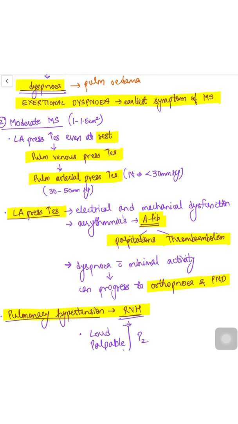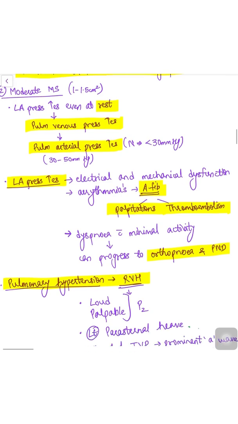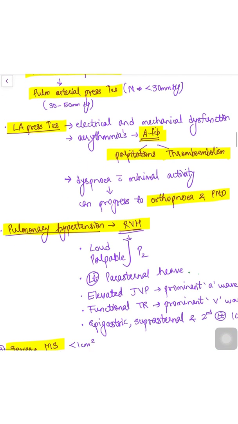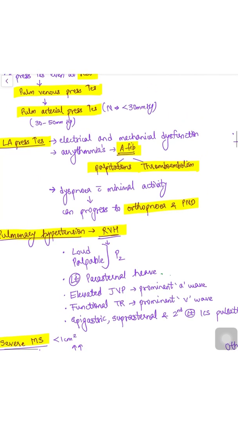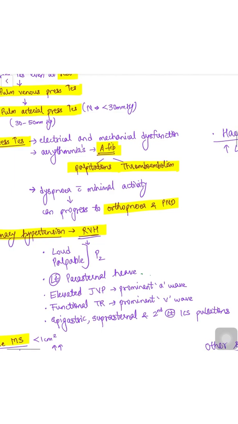Because of the increase in the LA pressure and the pressure getting transmitted backwards, the patient will have pulmonary hypertension. The pulmonary hypertension can further lead to right ventricular hypertrophy. What are the symptoms or signs of right ventricular hypertrophy? There's a loud and palpable P2. You can have a left parasternal heave, elevated JVP, functional TR, and epigastric, suprasternal and second left intercostal space pulsations.